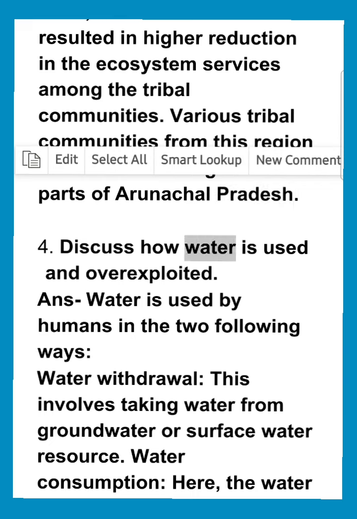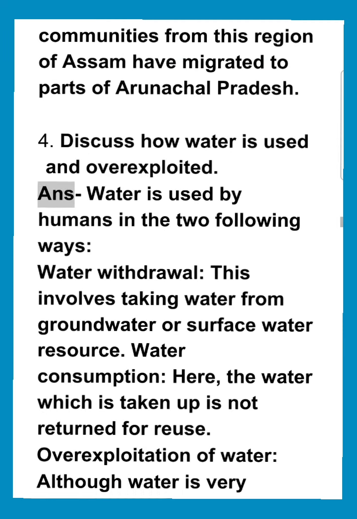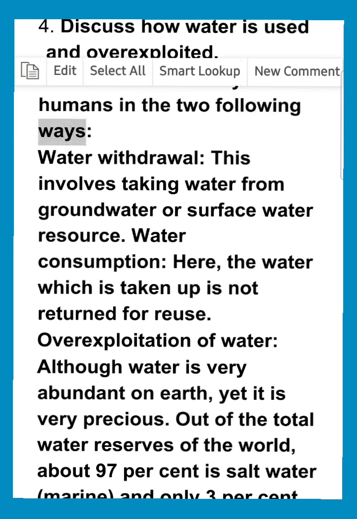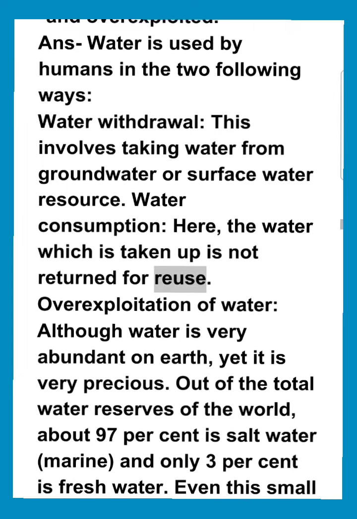Discuss how water is used and overexploited. Water is used by humans in the two following ways. Water withdrawal. This involves taking water from groundwater or surface water resource. Water consumption. Here, the water which is taken up is not returned for reuse.